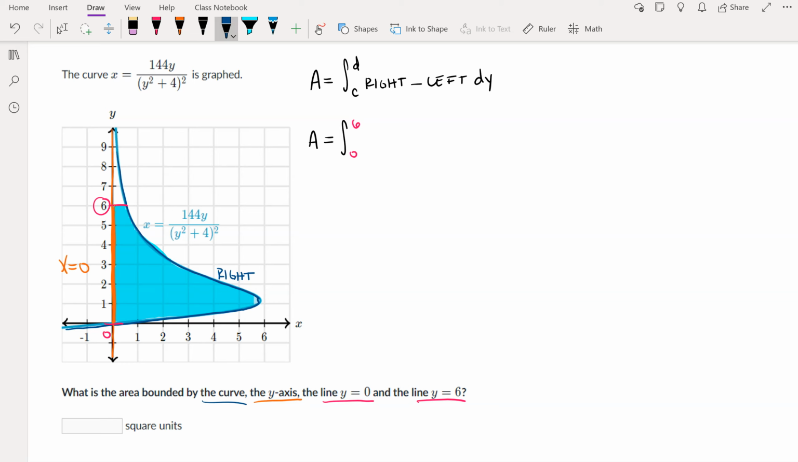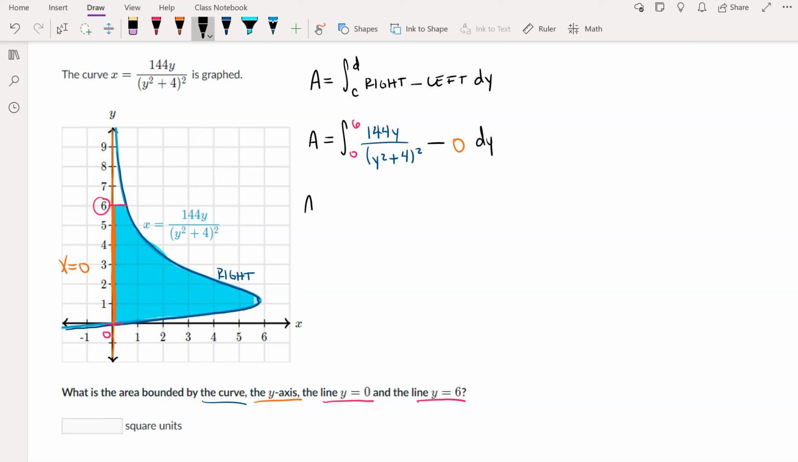So we're going to do right minus left. So we're going to write our right function, 144y over quantity y squared plus 4 squared minus our left function, 0, with respect to y.